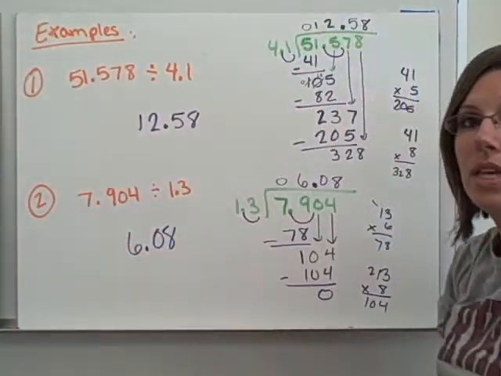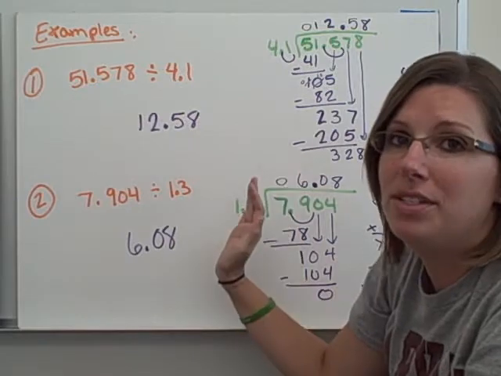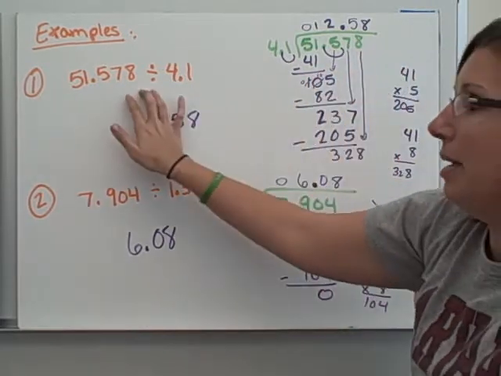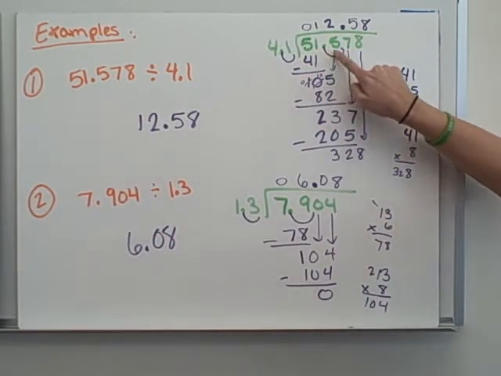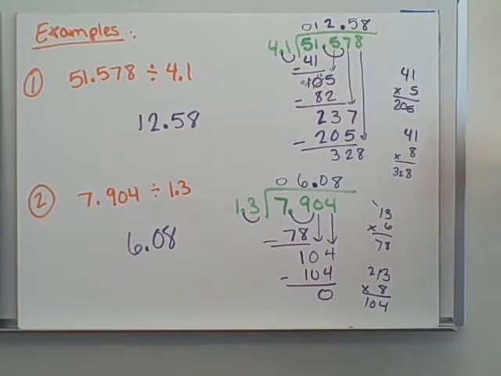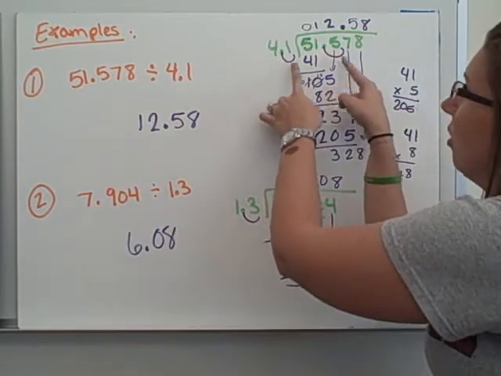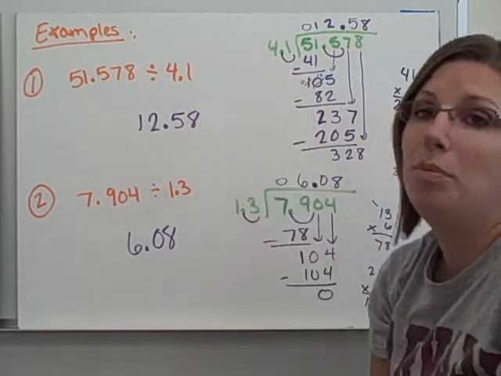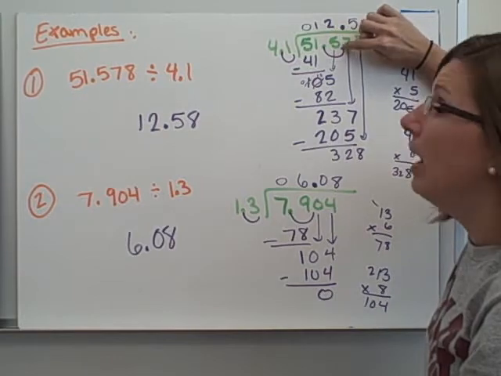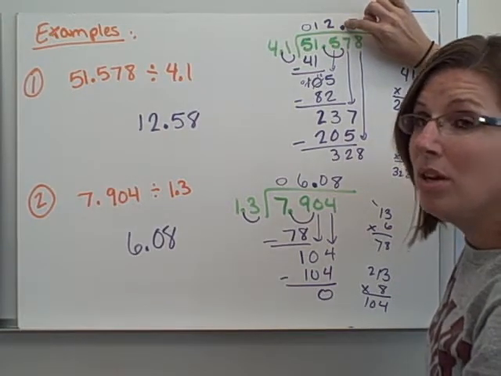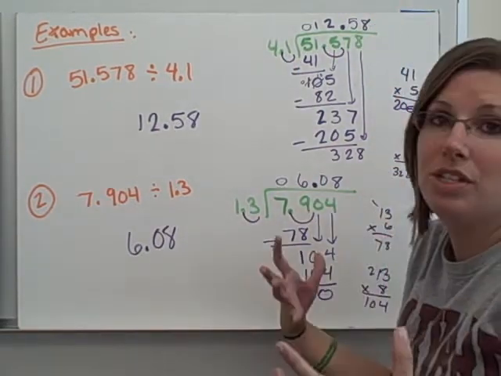So we've got some examples here of problems where I've had to move the decimal of my divisor. If you look, this is the same problem that we had before. We just rewrote it. So I had 51.578 divided by 4.1. What I had to do is move both decimals over 1, so the outside number is a whole number. Once I've done that, my decimal is here, and I move it up. Don't forget that step. Once you've moved it over, move it up. Then you complete your long division.